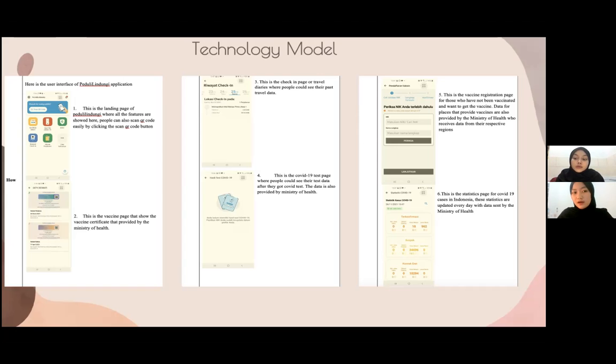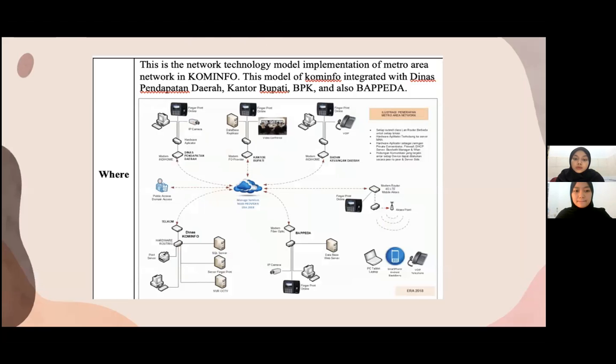Other than that, there are other features on the PeduliLindungi application such as teledoctor or many other features that we can't show all here. Next. Okay, so this is the network technology model implementation of a metropolitan area network in Kominfo. This model of Kominfo is integrated with Dinas Pendapatan Daerah, Kantor Bupati, BPK, and also Bapeda. So here you can see the network technology model implementation of Dinas Kominfo. Next.